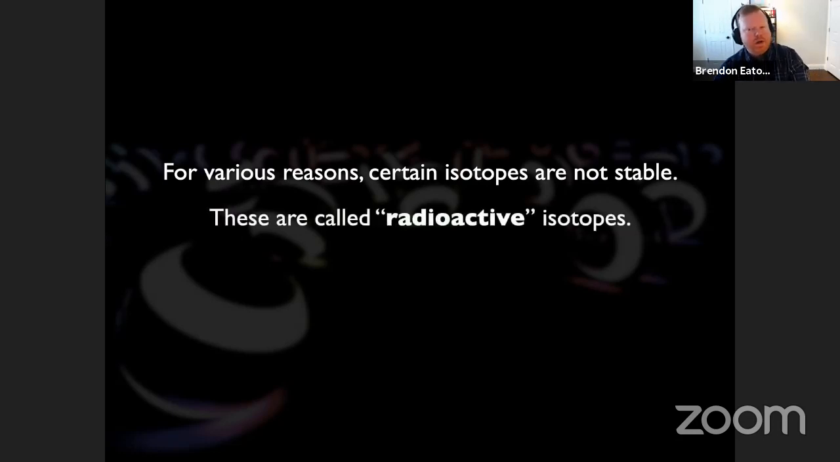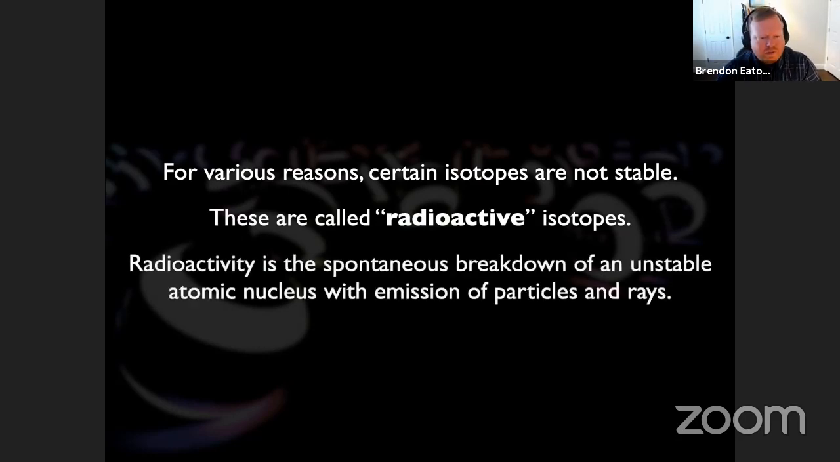Well, for various reasons, certain isotopes are not stable. And remember, isotopes are the same atomic number, but different mass number. These are called radioactive isotopes. And radioactivity really is just the spontaneous breakdown of unstable nuclei. And when they break down, they emit particles and rays.